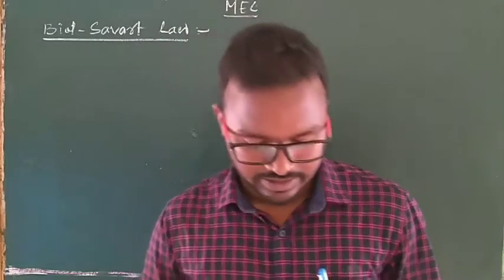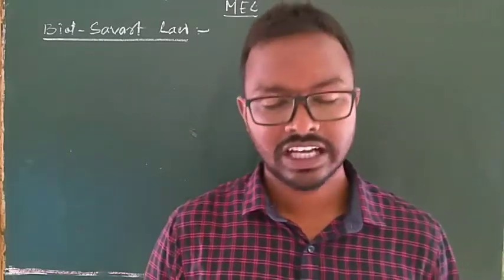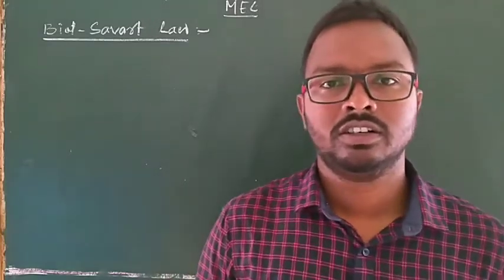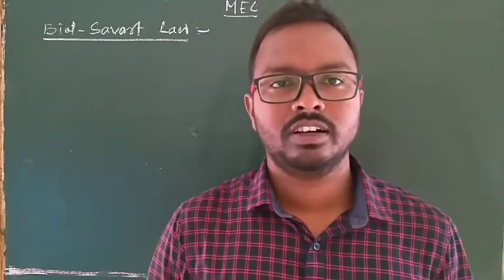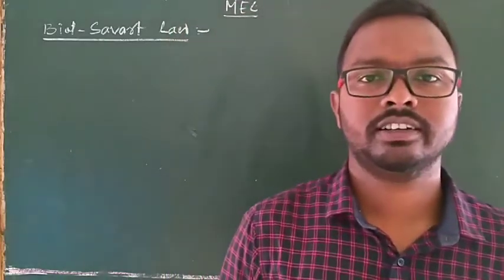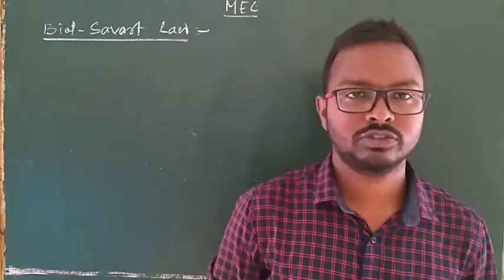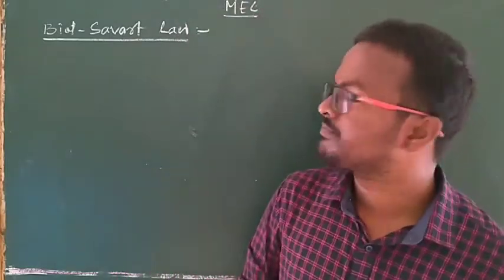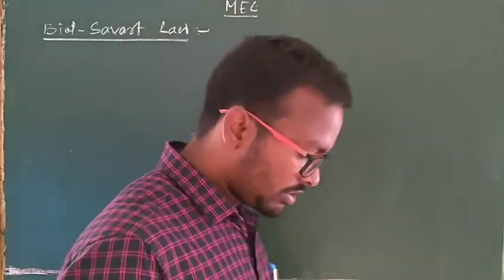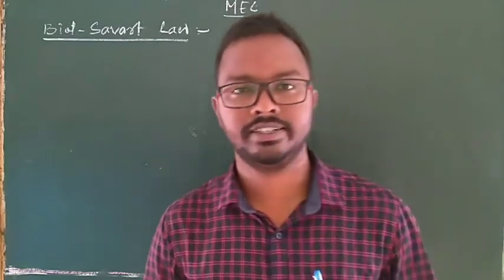Hello student, last class we discussed what a magnetic field is, how a magnetic field develops if there is a current carrying conductor, what Ampere's rule is, what the right hand thumb rule is, and how we can find the direction of the magnetic field. Clear?